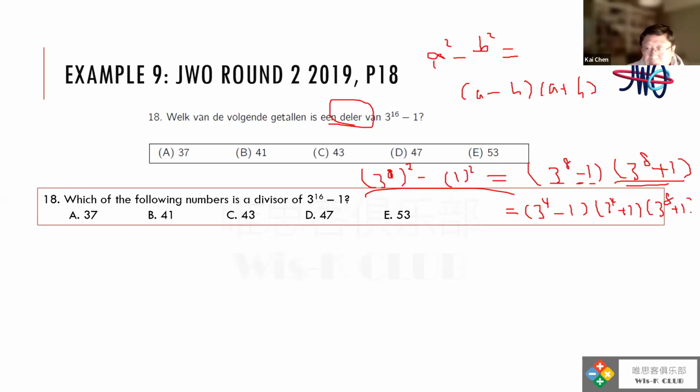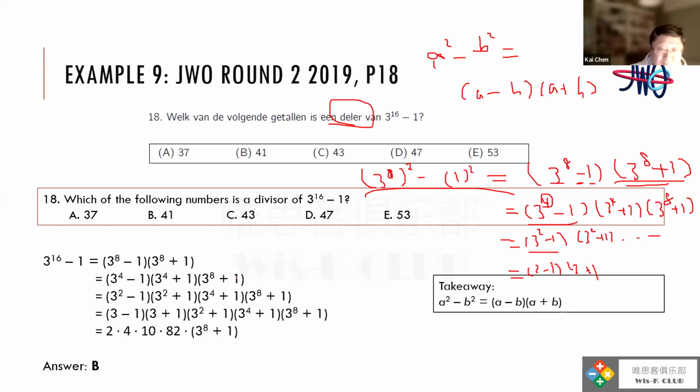You do it again, and here 4 is again an even number. So we can just say 3 squared minus 1 and 3 squared plus 1, and so on. You can do it again downward to 3 to the 1, 3 minus 1 and 3 plus 1.